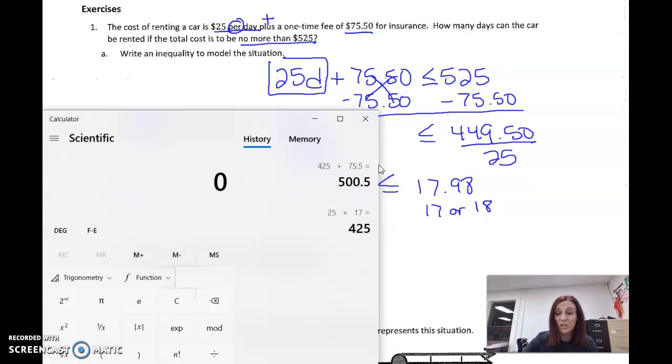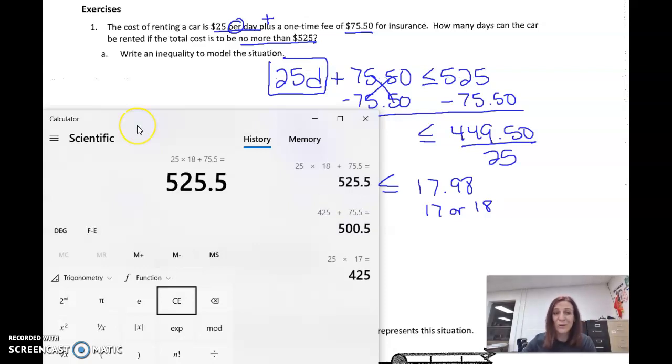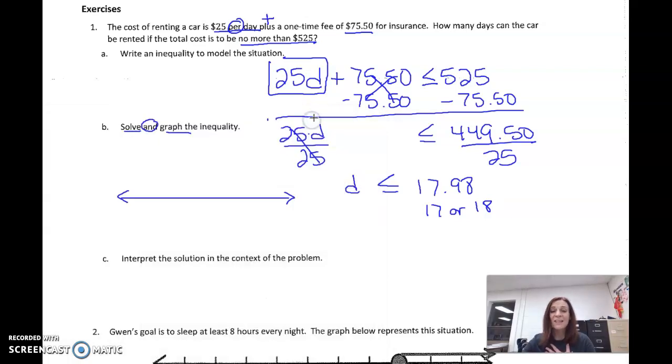So I'm just inputting things here for D, 25 times 18 plus 75.50, I get $525.50. That 50 cents might not be a big deal, but we don't get to make that choice. Okay, 18 is going to be over 525. That's why we actually write this as D has to be less than or equal to 17 days.